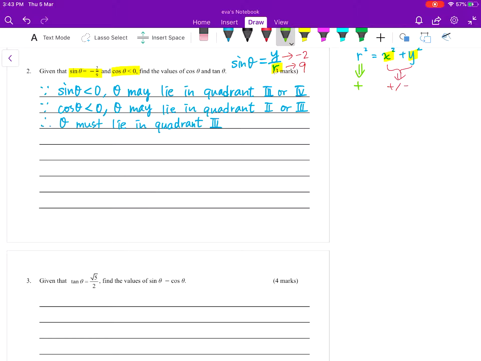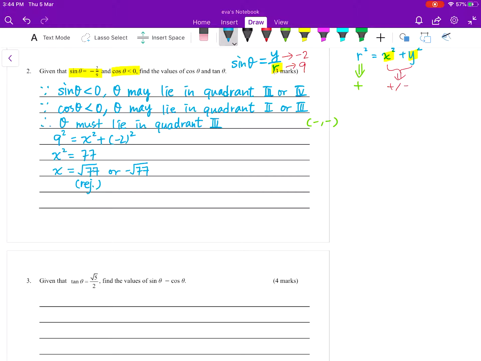Okay, you can write here negative, negative. So we have y and r, and we have to find x. 9 square equals x square plus negative 2 square. So x square equals 77. x equals square root 77 or negative square root 77. As we know, x is a negative number, so we take the negative square root 77.